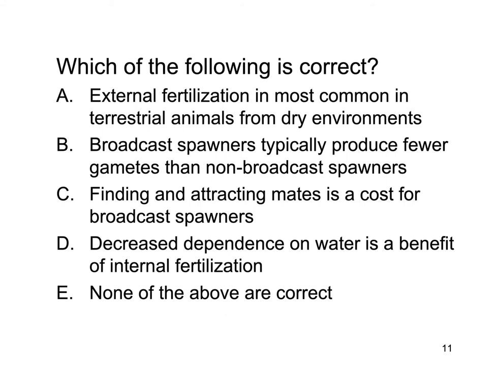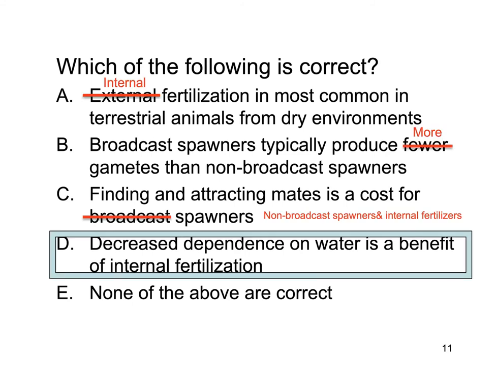Which of the following is correct? All right, if you said that decreased dependence on water is a benefit of internal fertilization, that is the correct statement. So remember, internal fertilization is most common in terrestrial animals from dry habitats. That's because with external fertilization, the egg and sperm in animals will typically dry out.